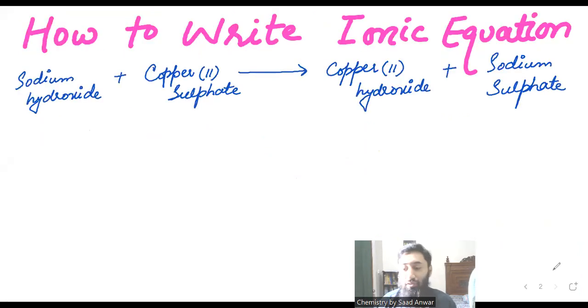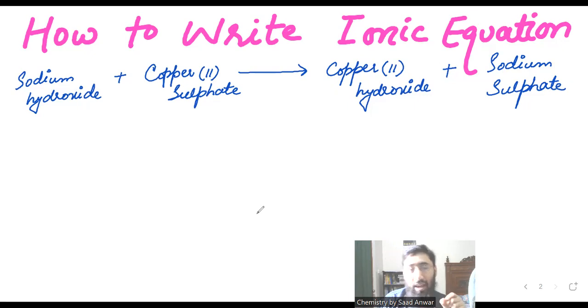And today the topic of discussion is how to write an ionic equation. In this topic, we will learn how to write an ionic equation and what an ionic equation is. As the name indicates, an ionic equation is an equation in which there are ions, positive ions and negative ions.